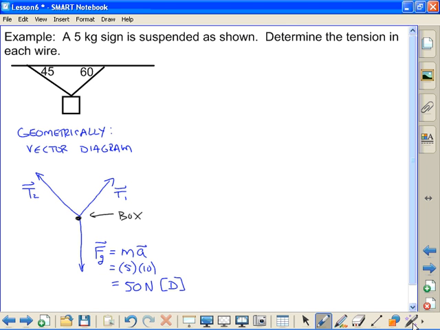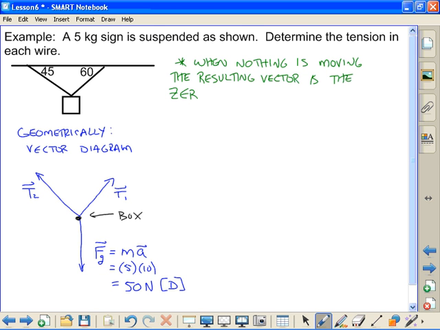All right. Now, when nothing is moving, the resulting vector is the 0 vector. So because this box isn't falling, it means that the forces are balanced. It means the sum of the forces is 0. So that means that the resulting vector is 0.